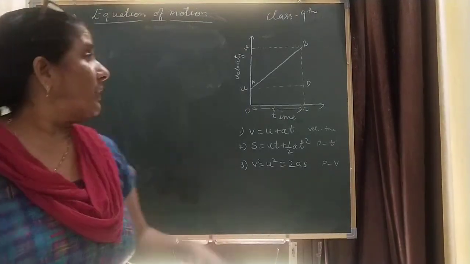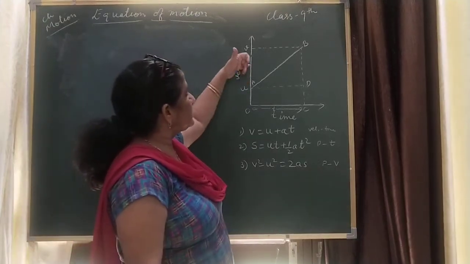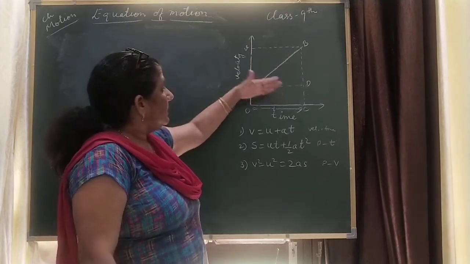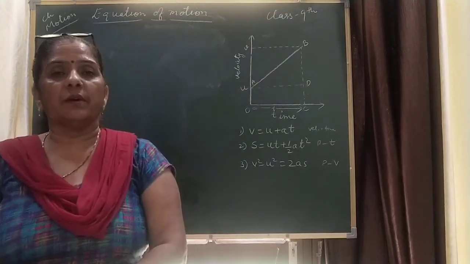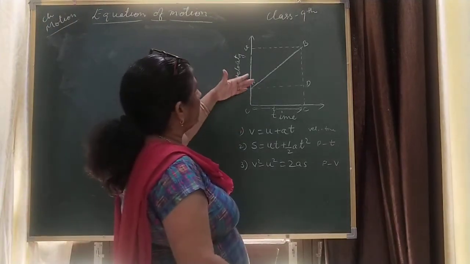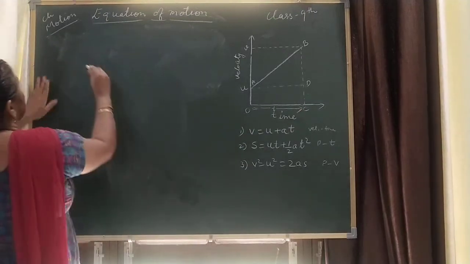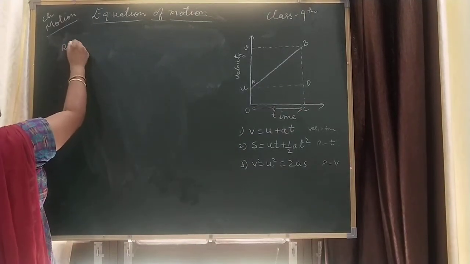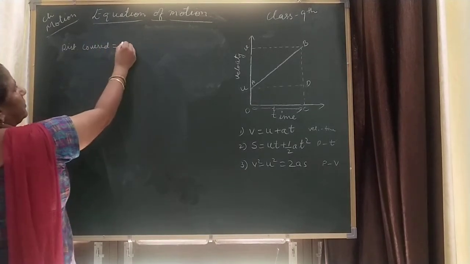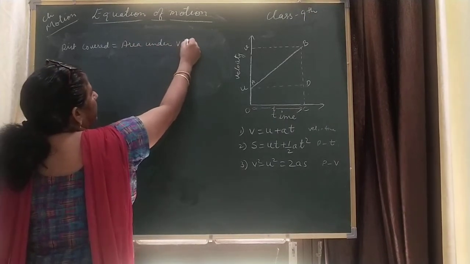While teaching velocity time graph, I told you that the area under the velocity time graph, the area under this AB line, is the distance covered by an object. Now I will calculate the area under the AB graph. Distance covered is equal to the area under the VT graph.